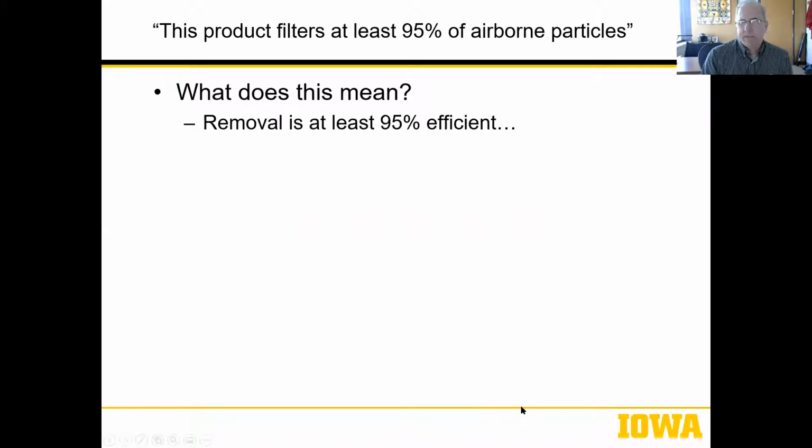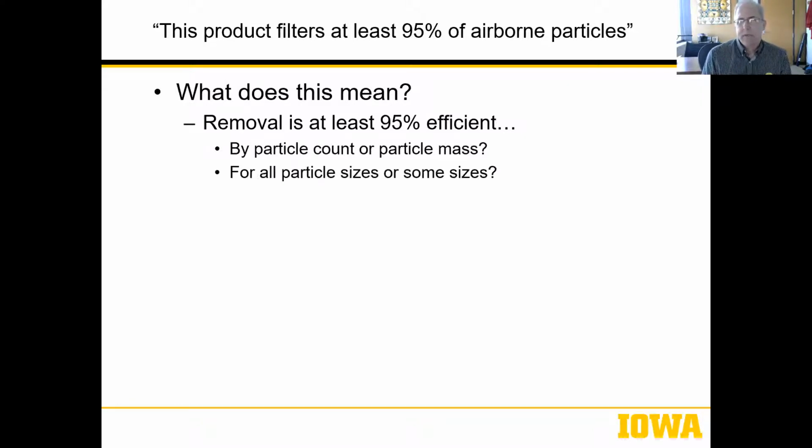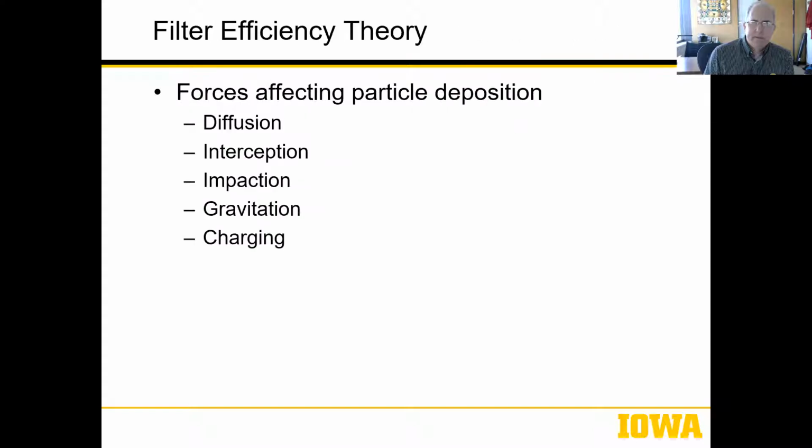Obviously it means something about removing at least 95% of things. It's got to be at least that efficient at capturing particles, which means 5% of them can get through, right? But is that on a count basis? Do you just count up all these particles, or is it by mass, the total milligrams of them that get through? Is it for all particle sizes or some sizes? So let's dive into that a little bit.